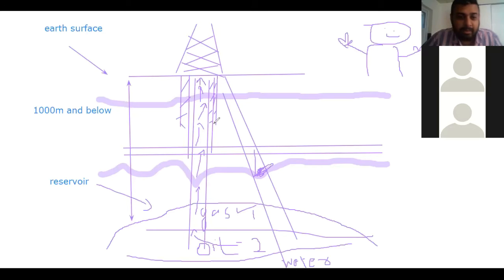Okay, and there is one more term that I would like to clear. As you see, we had a reservoir, we draw a reservoir here, and we put one well here. Now this well, the one you see here, is called the Wildcat well. It's a term that we use for drilling the first well. So what is the Wildcat well? It is the first well drilled in the reservoir.